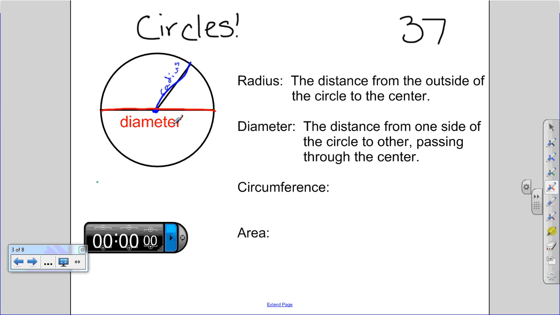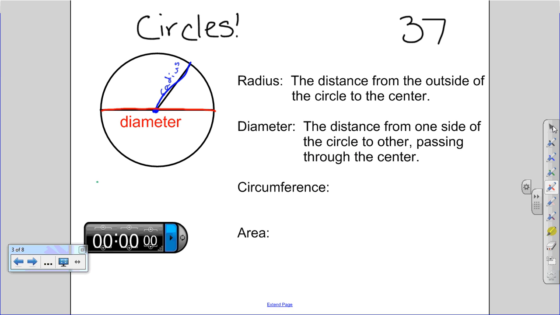It's a really big deal that we can tell the difference between diameter and radius, especially in 7th grade. I don't want to send you into 8th grade not being able to tell the difference between what's a radius and what's a diameter. So try to keep that in your memory.